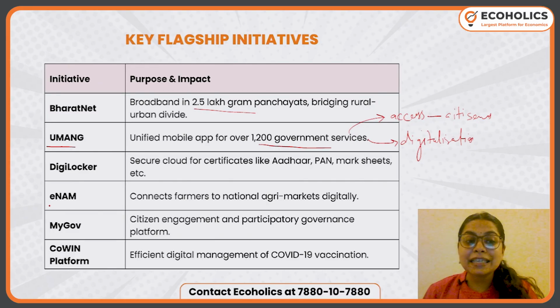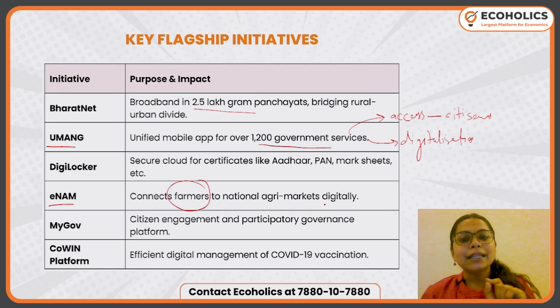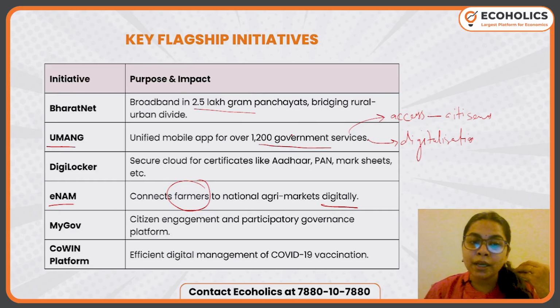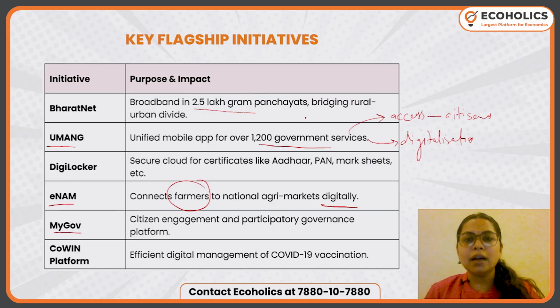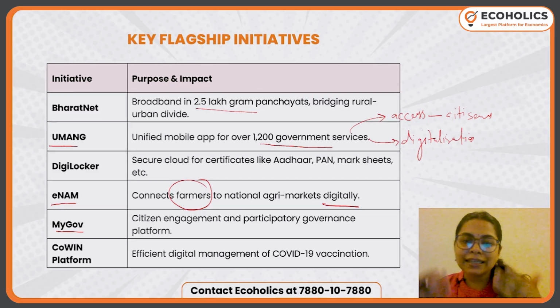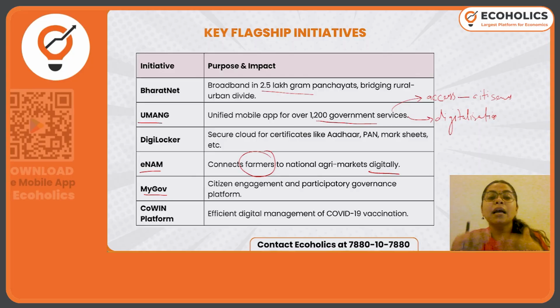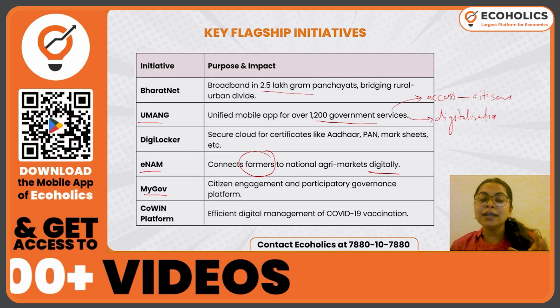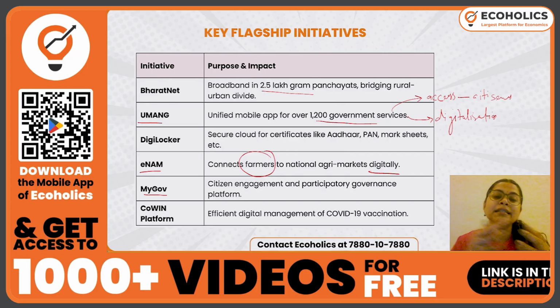Then this is for agriculture, eNAM. It connects farmers to all the agri markets present across the nation, digitally. So they can access these agri markets sitting at home. And we have mygov.in. This is a platform where citizens can engage as well as participate in governance, and it has been given as a platform so that whatever governance is being done is citizen-centric.